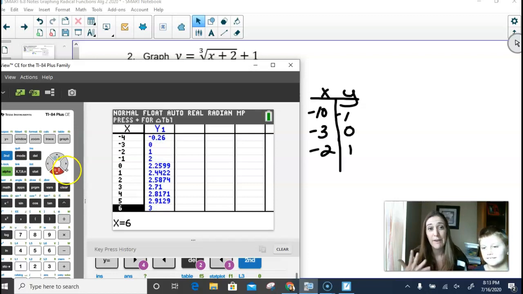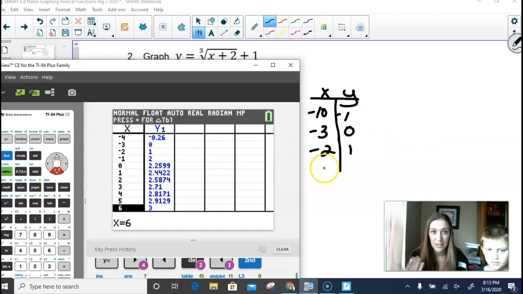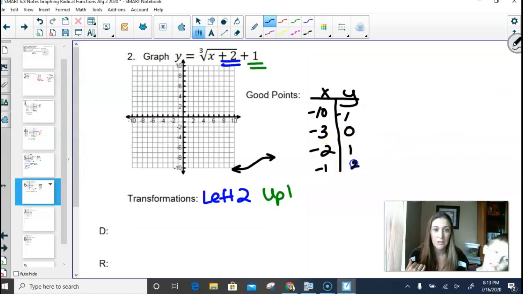Usually 5 points is what I really, really want. So negative 1, 2, and 6, 3. If you can get all 5 of those points, then you're going to have a really good picture. Sometimes you can't graph them all, but at least write them down. So negative 2, negative 1, negative 3, 0, negative 2, 1, negative 1, 2, and 6, 3.